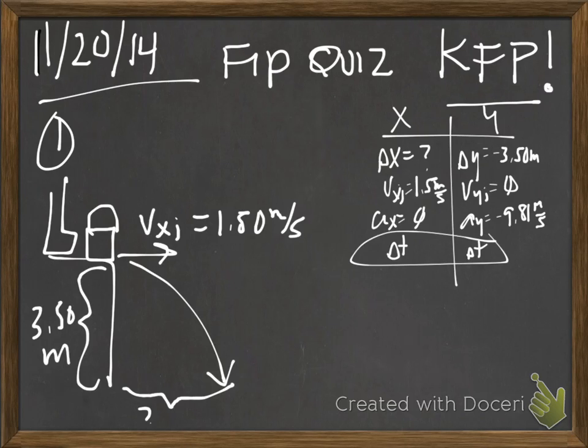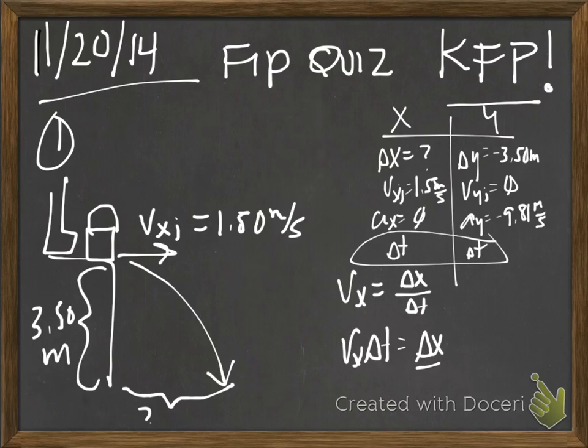Okay, so on the x-axis, we're looking for delta x. Do we have something that connects Vx, delta t, and delta x? Of course we do, our old standby. Vx equals delta x over delta t. Rearrange it: Vx times delta t equals delta x. And we know that we're going to substitute into that one because we're looking for delta x.